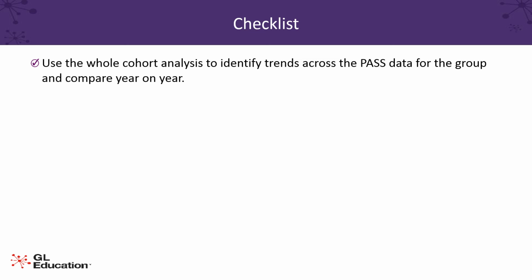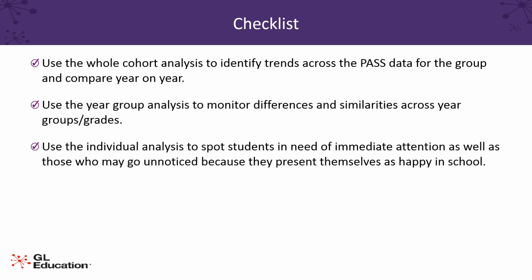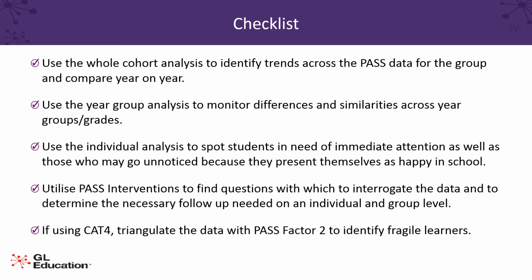Before we end this session, a quick checklist to run through what we have covered and a suggested structure for approaching your own analysis. First, use the whole cohort analysis to identify trends across the PASS data for the group and compare this year on year. Next, use the year group analysis to monitor differences and similarities across year groups. Use the individual analysis to spot students in need of immediate attention, as well as those who may go unnoticed because they present themselves as happy in school. Utilise PASS interventions to find questions with which to interrogate the data and to determine the necessary follow-up needed on both an individual and a group level. And finally, if using CAT4, triangulate the PASS data with CAT4 data to identify fragile learners.